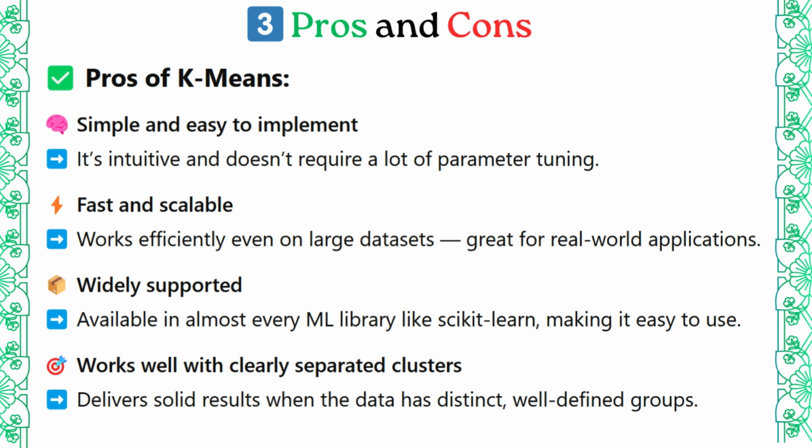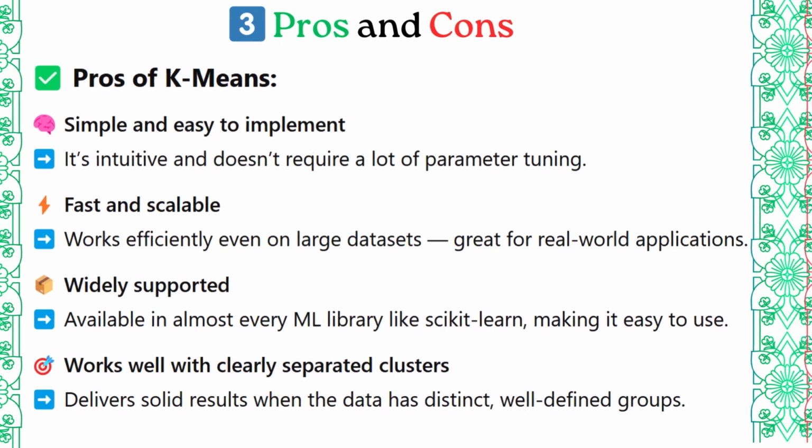Pros of K-means. Simple and easy to implement. It's intuitive and doesn't require a lot of parameter tuning. Fast and scalable. Works efficiently even on large datasets. That's why it's popular in production environments. Widely supported. It's available in almost every ML library, like Scikit-learn, making integration seamless. Works well with clearly separated clusters. If your data is clean and the groups are distinct, K-means delivers solid performance.